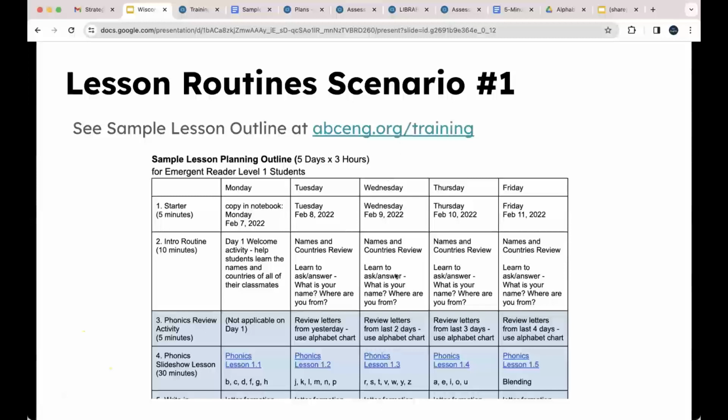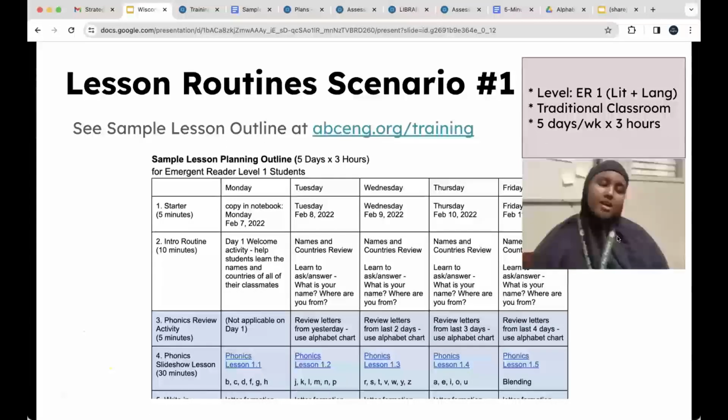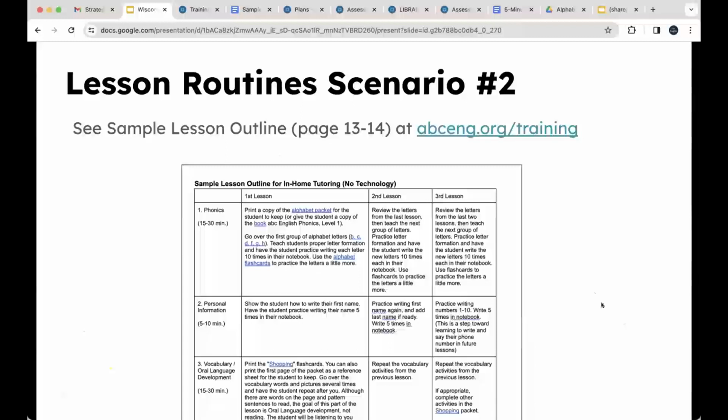So this routine that I showed you within this packet is specifically for Emergent Reader 1 students in a traditional classroom 5 days a week for 3 hours. So that's this sort of student. This is a routine that works really great for this situation, but it would not be appropriate for every beginner class situation. Okay. Here's a different situation.